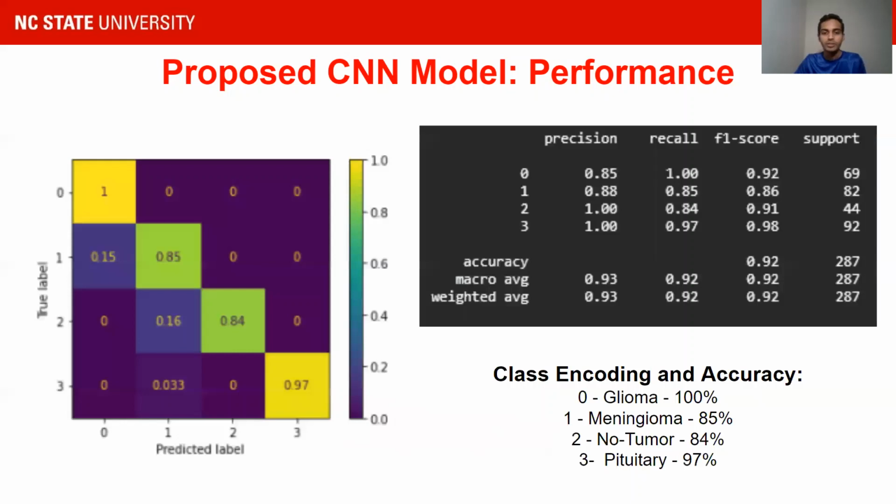Here we have the confusion matrix and the classification report. The classification accuracy for glioma is 100%, for meningioma it is 85%, for no tumor it is 84%, and for pituitary it is 97%.